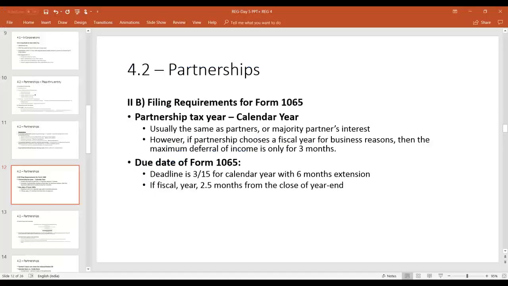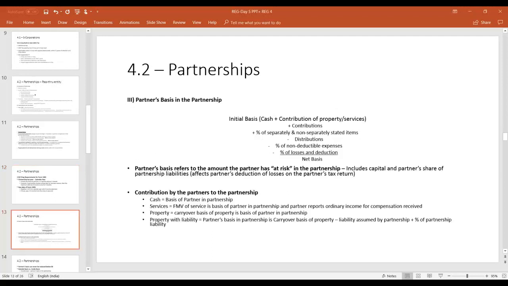Due date of Form 1065 calendar year tax return is 3/15 plus a 6-month extension, which is basically September 15th. If it's a fiscal year, then it is 2.5 months from the close of the year end. Again, I think I've mentioned this before. Due dates are not tested anymore, so you don't need to really remember this, but it's good to know.